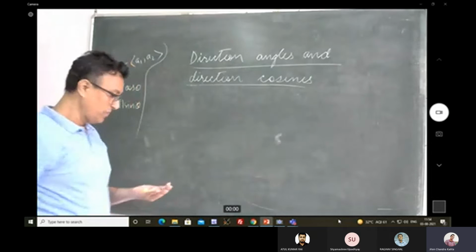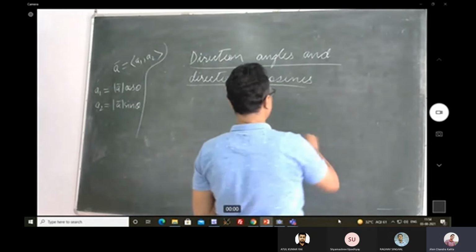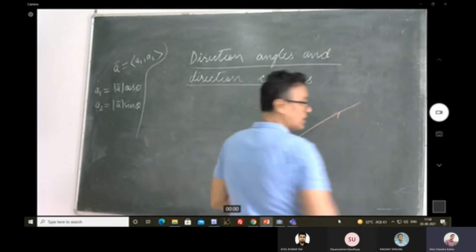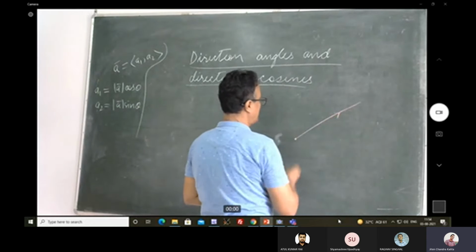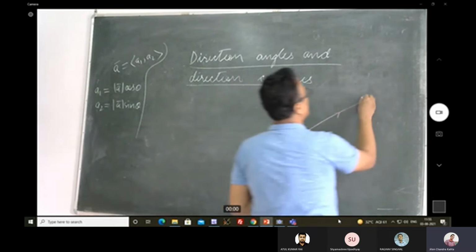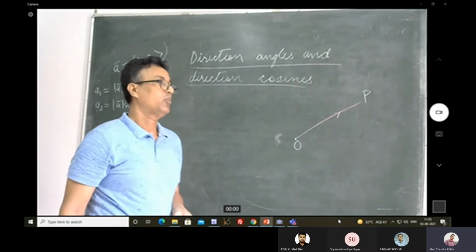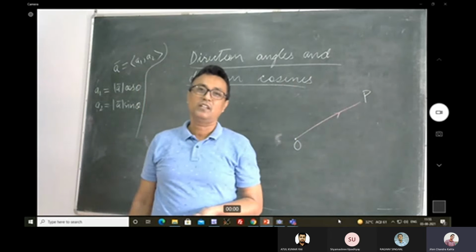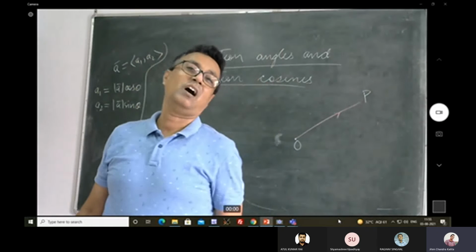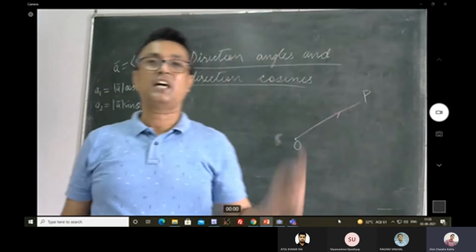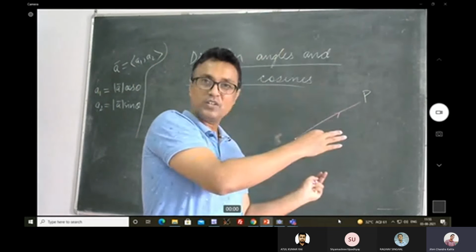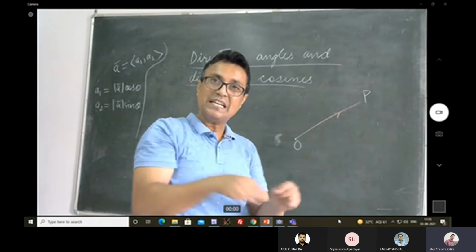Fine. So what we are going to do now is consider an arbitrary vector in 3D. We are going to assume that the initial point of the vector is the origin, and the final point is something like P. Because even if it is not so, yesterday I told you that through parallel displacement, you can always bring the vector towards the origin, so that the origin is its initial point.